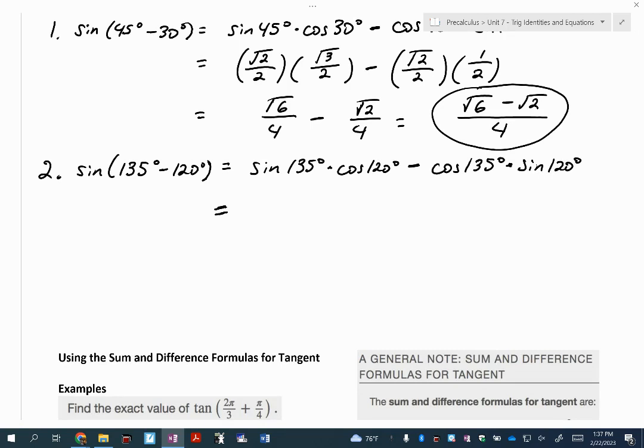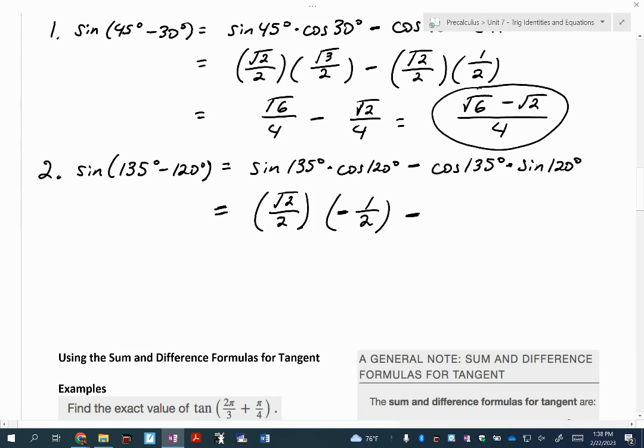135 degrees is in the second quadrant, where it says S for sine. So whatever this reference angle is, which is going to be 45 degrees, let's do the sine of 45 degrees, and it's going to be positive because it's in the second quadrant. So the square root of 2 over 2 times the reference angle for 120, which is also in the second quadrant. So I know this is going to be negative because it's not sine or cosecant. And the reference angle for 120 is 60, and the cosine of 60 degrees is 1/2.